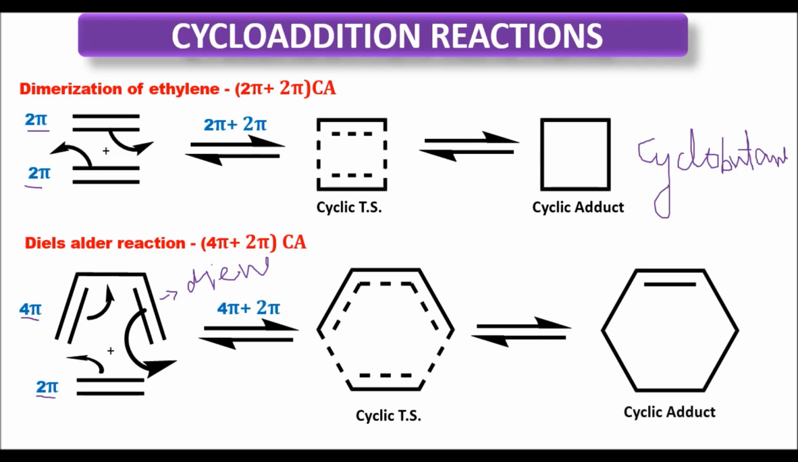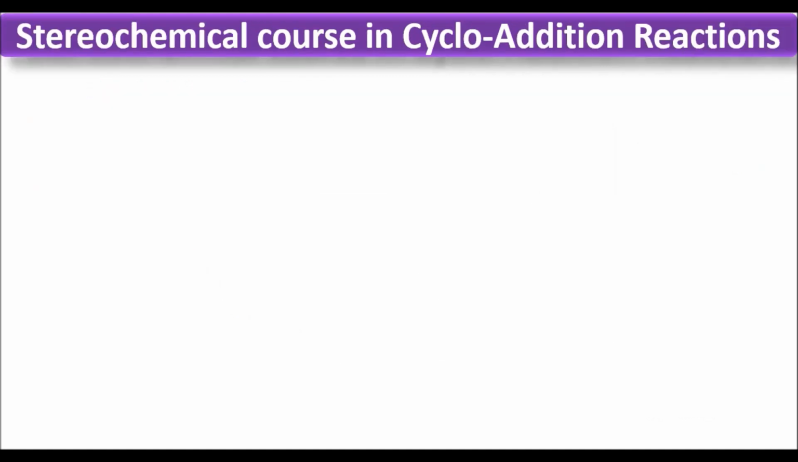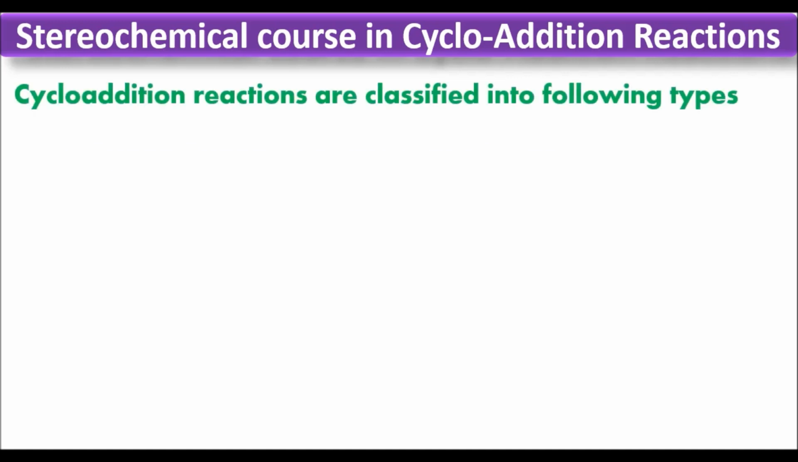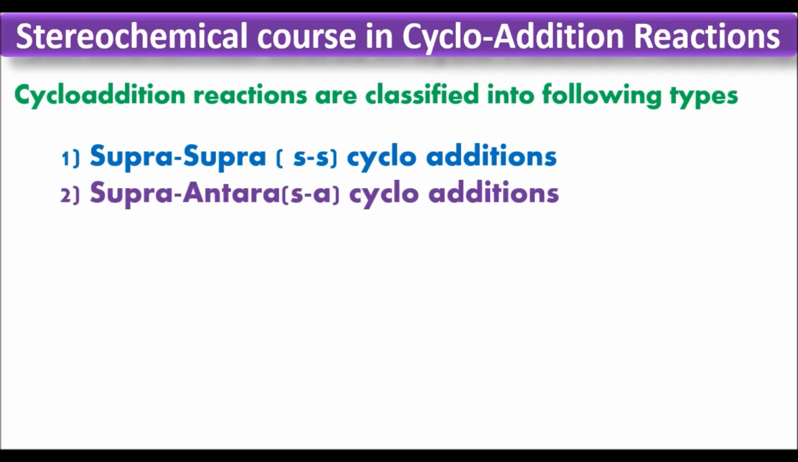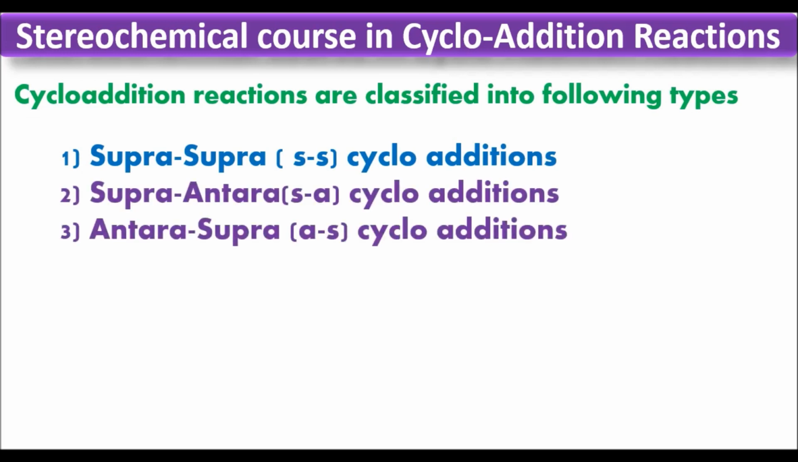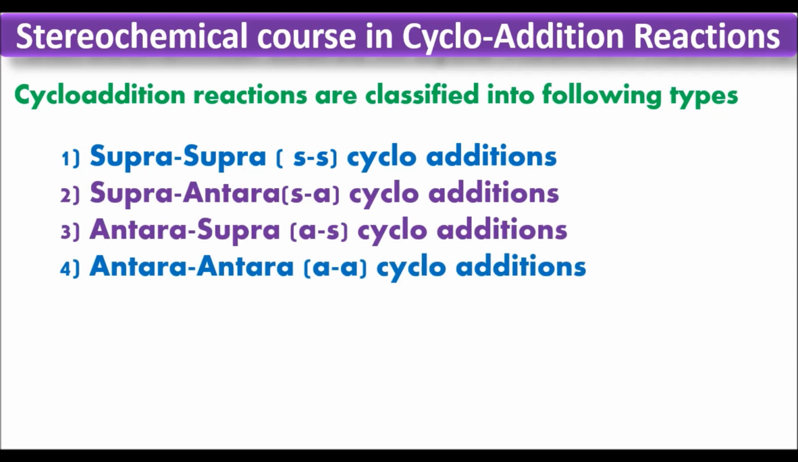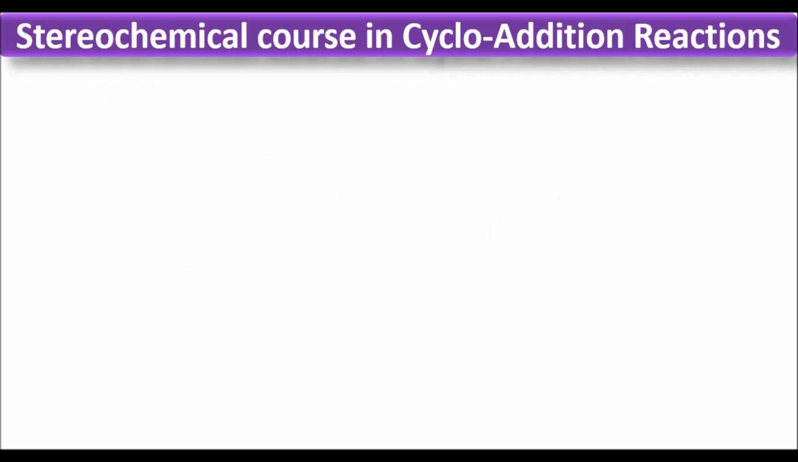Friends, now the stereochemical course of cycloaddition reactions. Cycloaddition reactions are classified into these types: supra-supra cycloadditions, supra-antara cycloadditions, antara-supra cycloadditions, and antara-antara cycloadditions. What is meant by supra? What is meant by antara? Let's discuss. First, the suprafacial pi partner.